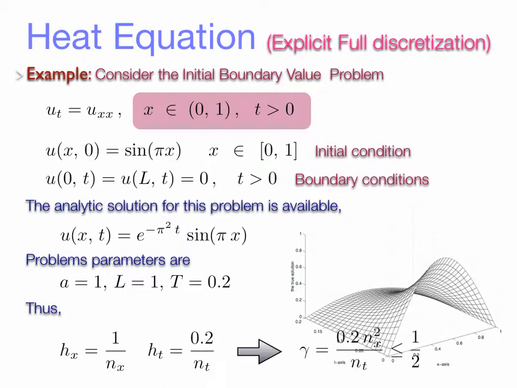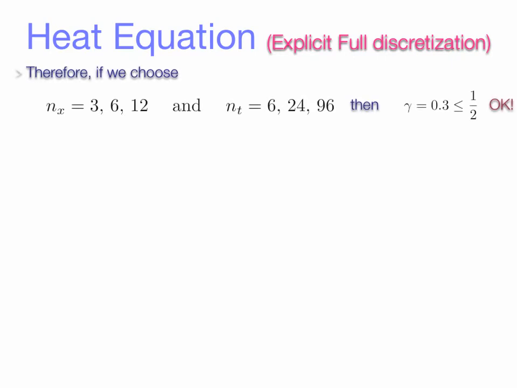If we look at the parameters of our problem, our A was equal to 1, which I mentioned before. The length of our domain is 1, and our maximum time of interest is 0.2. So when we look at the values of hx and ht and at that ratio gamma we described before, we can equivalently write it for this problem as 0.2 times nx squared over nt. If we are seeking a stable solution with our explicit full discretization scheme, this ratio must always be less than half. Otherwise, the solution will blow up. So let us solve the problem with these sequences of nt's and nx's.